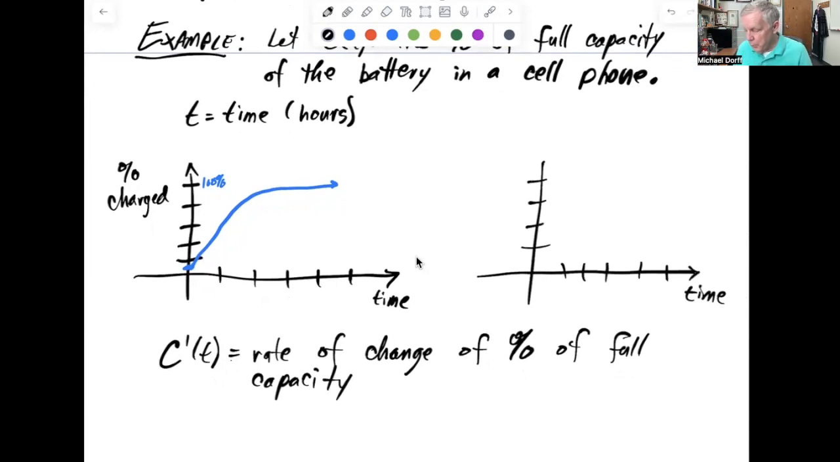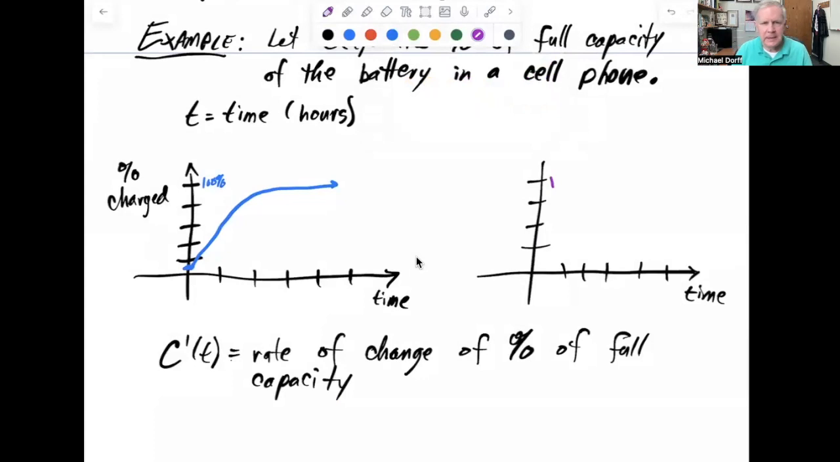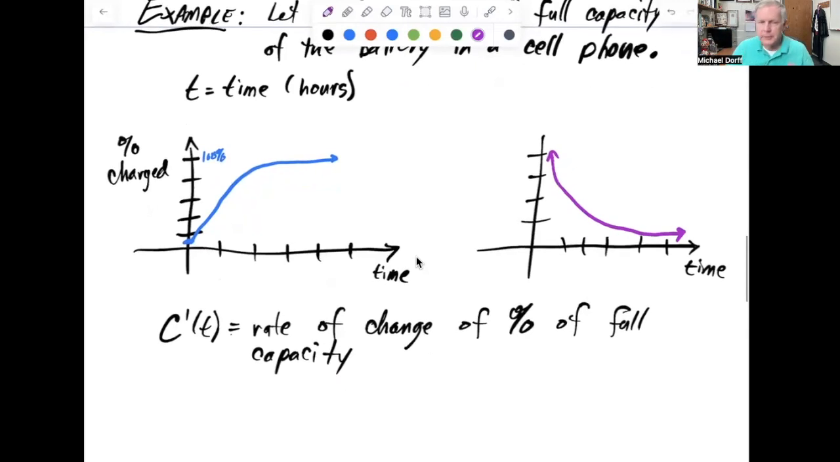So how much is it going to be changing through time? Well, when I first plug it in, it's going to be charging really quickly. And so the value is going to be higher up here. But the rate of change is going to decrease with time. And as the time increases and the charge gets closer to 100%, the rate of change is going to be less and less. And it's going to look something like this. So the idea again here is if I have a description of a function, then the derivative is going to be the rate of change of that description there.